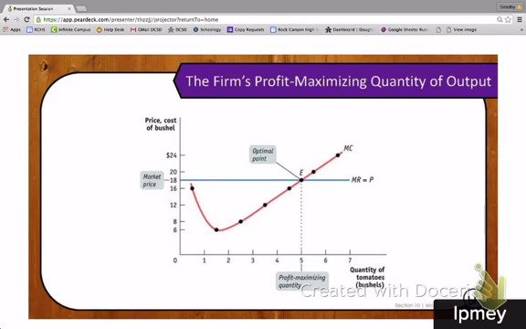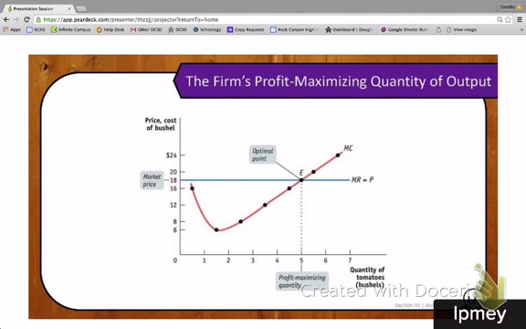So for one unit, if we sell one bushel, it's 18. If we sell two, it's 18. If we sell three, it's 18, and so forth. And that is the price of a bushel of tomatoes. So for a perfectly competitive firm, marginal revenue will always be equal to the price. And it will always be a horizontal curve at the market price.